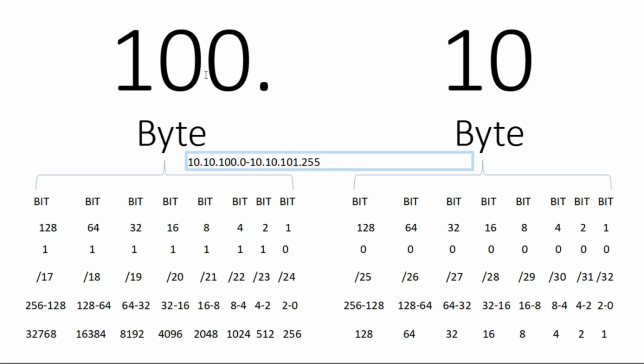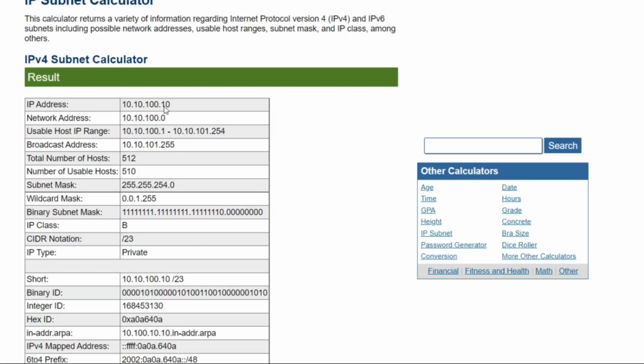If it's 10.10.100.10, this is going to be the range of IP addresses that we're going to have available. Of course, we have to first subtract the network and the broadcast IP addresses. But never mind, just to illustrate. Let's check if this is so. We have 10.10.100.10, CIDR notation /23, right? The subnet mask is going to be 255.255.254.0.